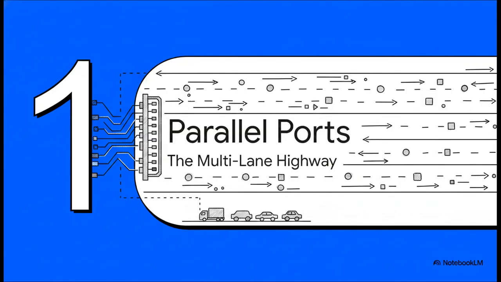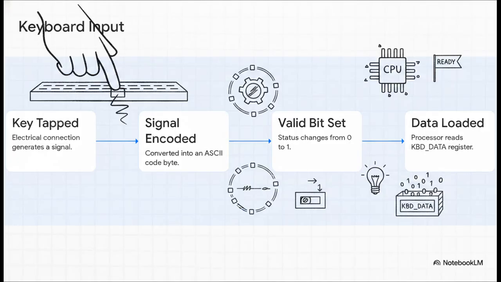Section 1. Parallel ports, also known as the multi-lane highway. So let's look at how this multi-lane highway actually works in action with an input device, like your keyboard. When you tap a key, an electrical signal generates. Instantly, an encoder converts that physical tap into a standard digital language called ASCII code. Right after that, a valid bit, which is basically a tiny digital switch, flips its status from 0 to 1. This tells the system, hey, a key was actually pressed. That code is then loaded into a temporary spot called the keyboard data register, and the processor reads it. It's a beautifully coordinated process.